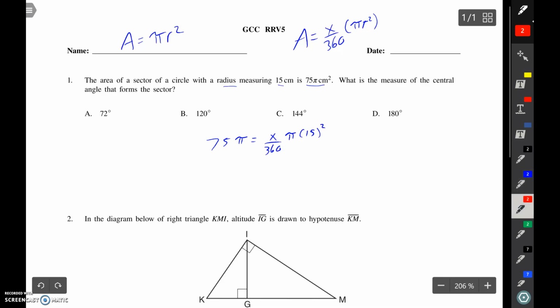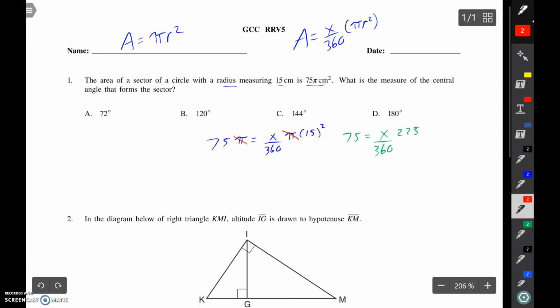Now, one of the things you should always do, if you ever find an equation that has pi on both sides, just immediately cross it out. Basically, it's like dividing pi on both sides. You don't need it, and it just makes things more complicated. So get rid of that. We could also simplify 15 squared. And so what do we get when we do that? We get 75 equals x over 360, and 15 squared is 225.